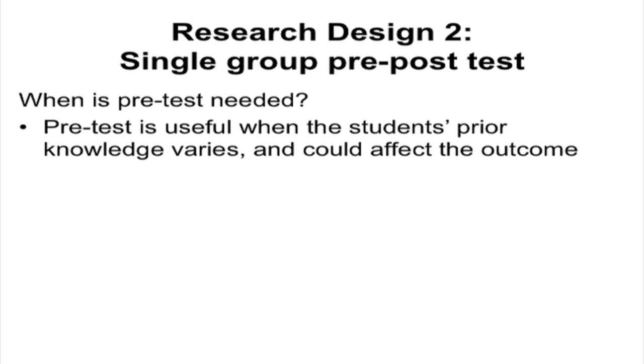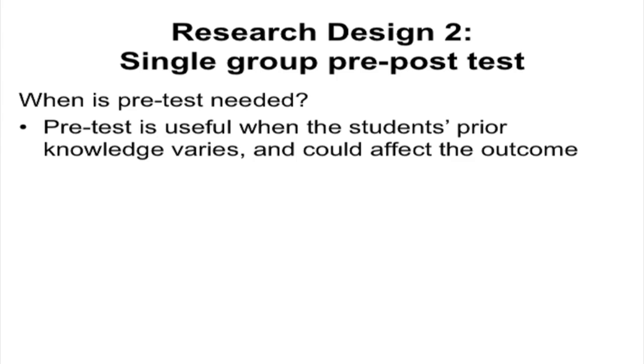So essentially, when you have a large variation in students' prior knowledge, we don't want that variation to become the cause of the result. So we want to remove the effects of the variation in students' prior knowledge. And we are talking of the prior knowledge that is of importance to our research objective.